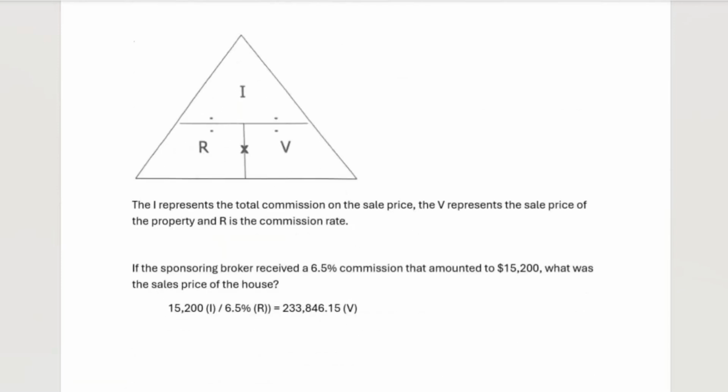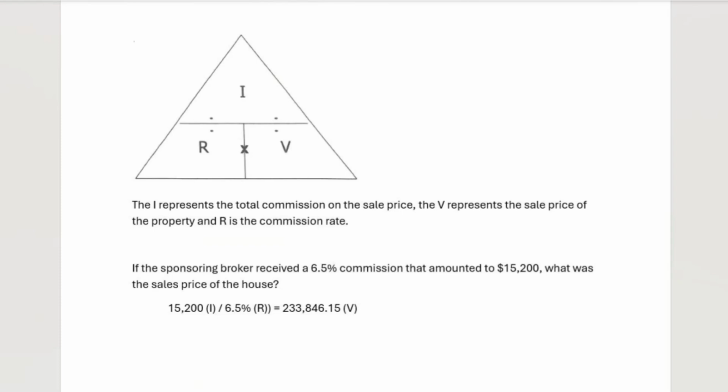And one more time, we're going to use the IRV formula for commissions. In a commission problem, the I, think of it as income. It's the total commission on the sale price of the property, not somebody's split, not what one party is getting. The total commission that is paid out based on the sale price of the property. The V represents the sale price of the property, and the R is the rate of commission.